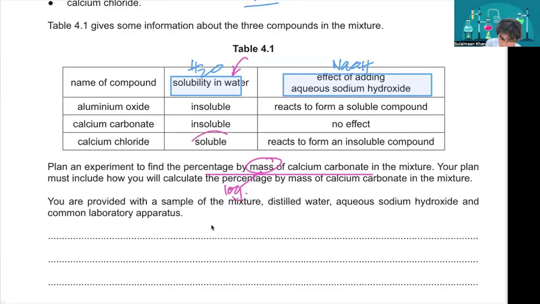So after this becomes soluble, how do I separate this? How do I separate this calcium chloride from these insoluble substances? Again, I filter it out. So that's the first thing I'll do. First thing, I'll measure the mass, then I'll add H2O, I'll stir it, I'll heat it.